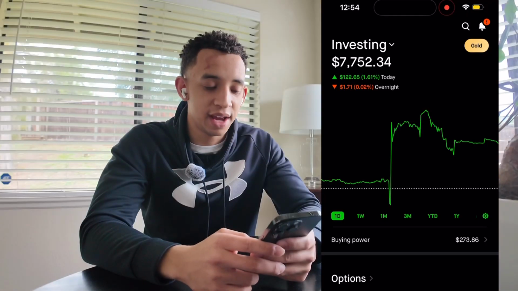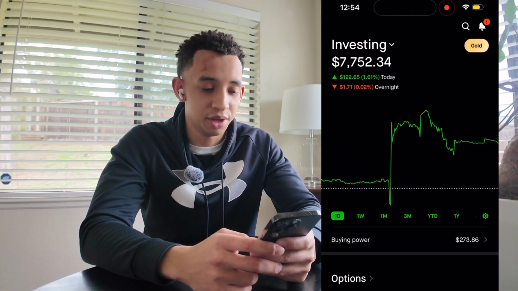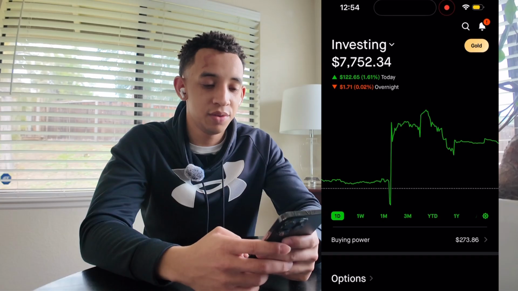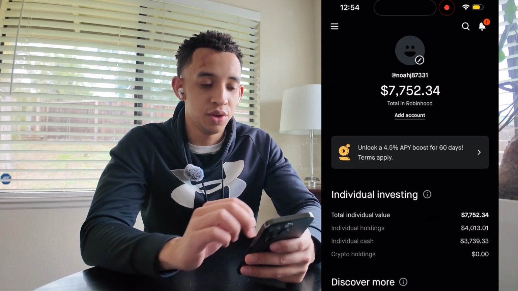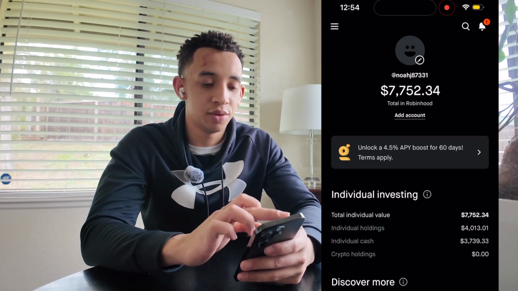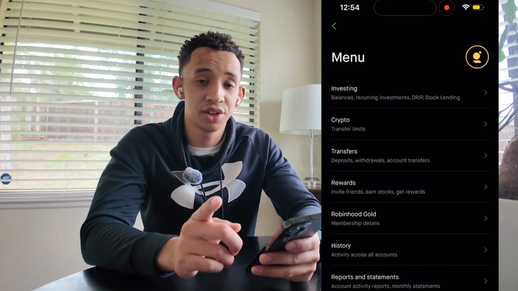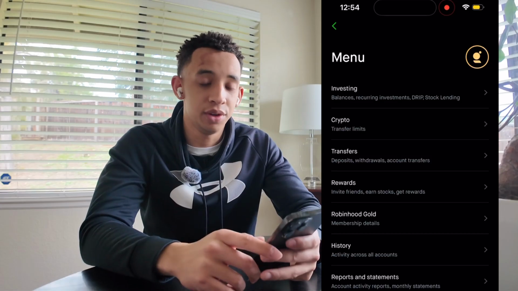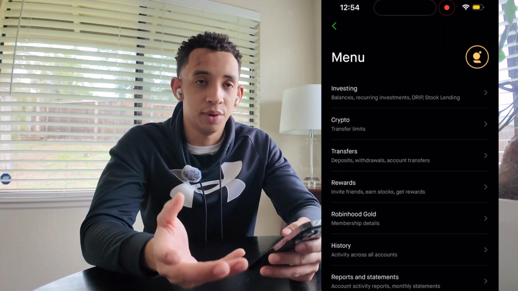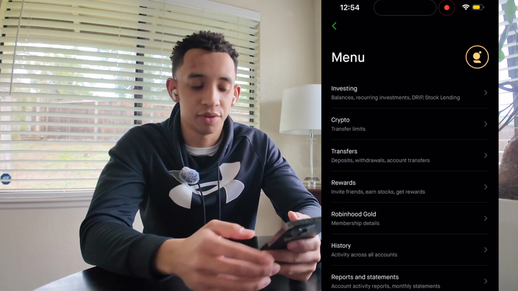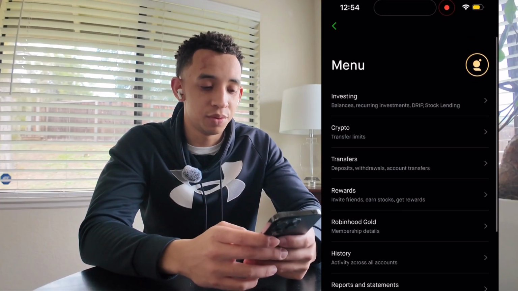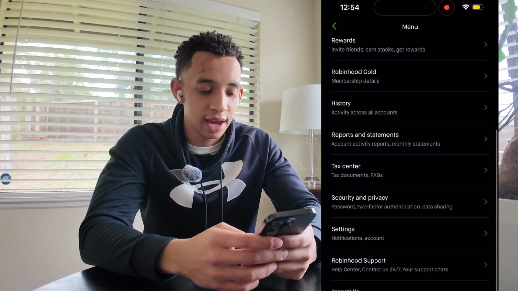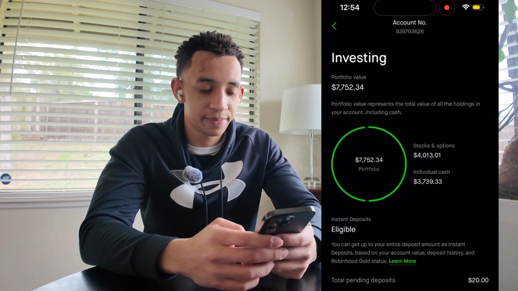All right, so as you can see, we have our investing portfolio pulled open. What I would tell you is go over to the three buttons on the top, and you have to make sure if you're going to trade options that your account is on a cash account. You can't do it on a margin account. They will put limits on it and stop you from basically trading. So what you want to do is go to the menu and go to investing.